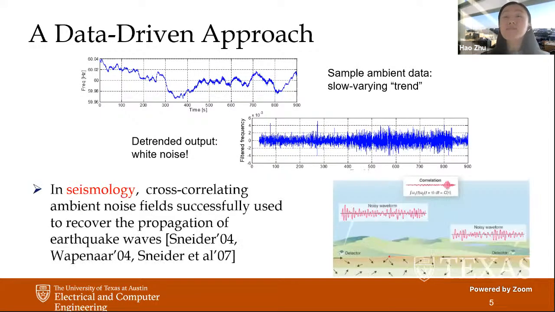The inspiration actually comes from earthquake waves. In seismology, people have shown that using this everyday ambient data, which they call the noise field, we can also recover how an earthquake wave would propagate in the ground, in the Earth's media. This inspired us to pursue the same idea for the power grid. Although the physics of the Earth's media and the power grid is quite different, so we need a new type of analysis tool for that.